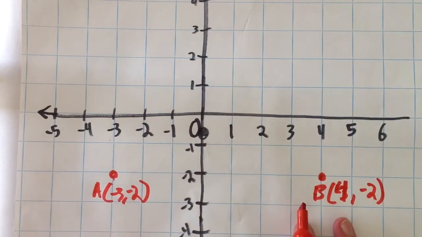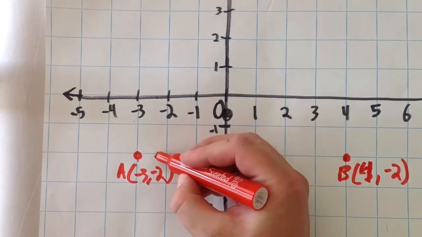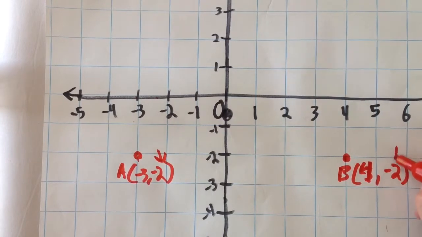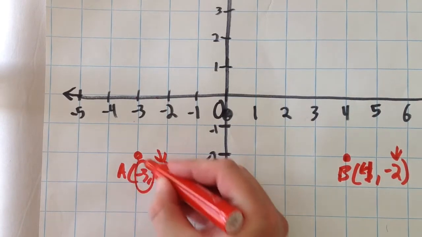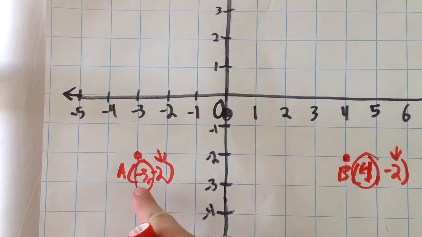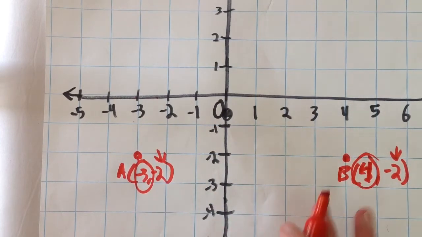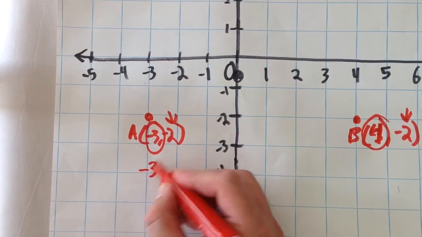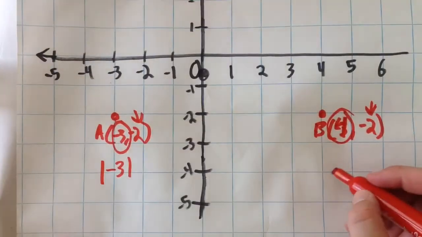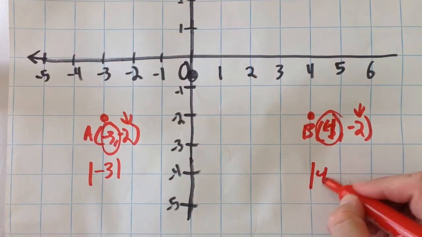Now we can see right now that these 2 points are on the opposite sides of 0, which means we're going to have to add these 2 distances from 0 together. Our y values are actually the same, -2 and -2. What's different is our x values, -3 and +4. So this is what's going to give our distance, our difference between the 2 values. So the absolute value of -3 and the absolute value of 4.